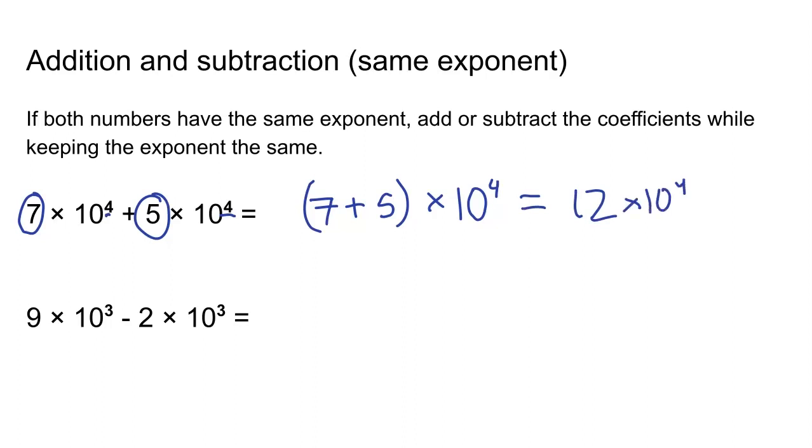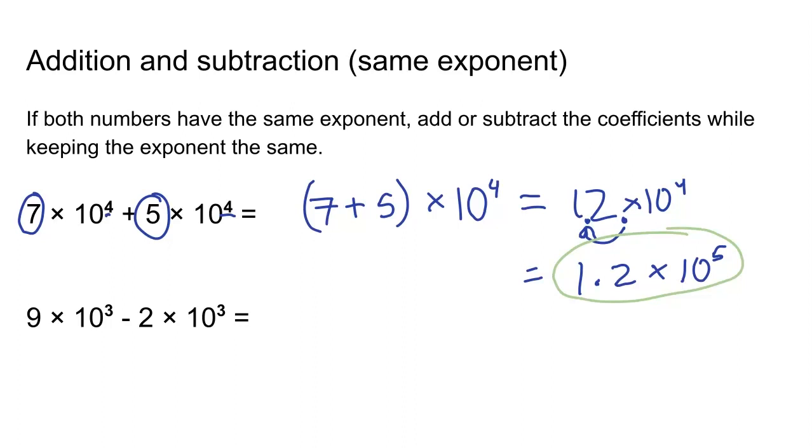But here, 12 is greater than 10. So you need to convert it to a number that's greater than or equal to 1 but less than 10. So you need to move the decimal 1 place to the left. So that becomes 1.2. And since you moved the decimal point to the left, which means you decrease the number by a factor of 10, you need to increase the exponent by 1, so the value remains unchanged. So the 4 becomes 5. So the final answer is 1.2 times 10 to the 5th power.